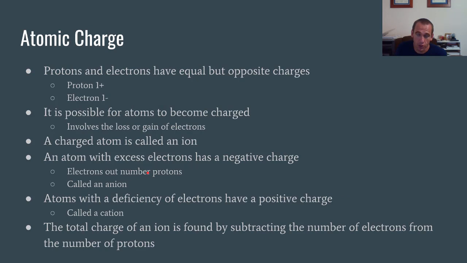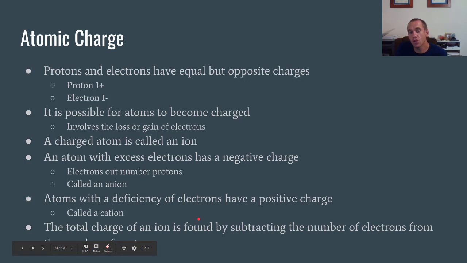It is possible for an atom to become charged. That happens when an atom gains or loses electrons. When you have excess electrons, that means you've gained electrons, that's gaining a negative, and that ends up with an overall negative charge on the atom. Losing electrons, or a deficiency of electrons, means that we have an overall positive charge because there are more positive charges or protons than there are negative charges or electrons.